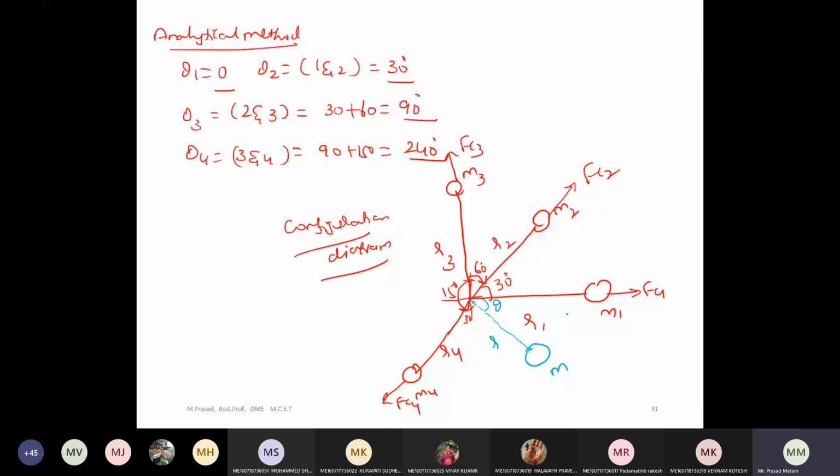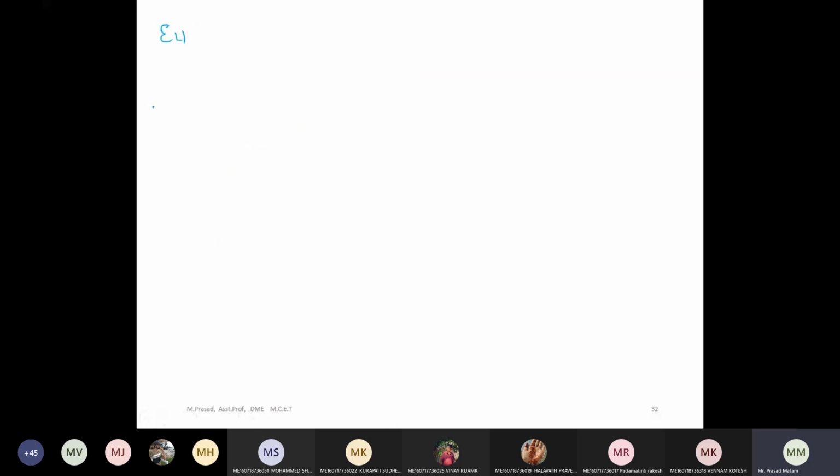This blue line I'm supposed to find out. Now to find the balancing mass M, R is given as 0.2 meter and theta equals how much? Okay, this we try to solve by using the analytical method. Try to find the sum of all the horizontal forces and the sum of all the vertical forces.